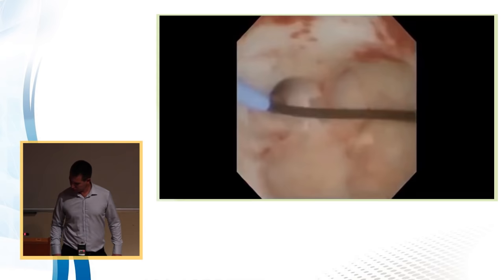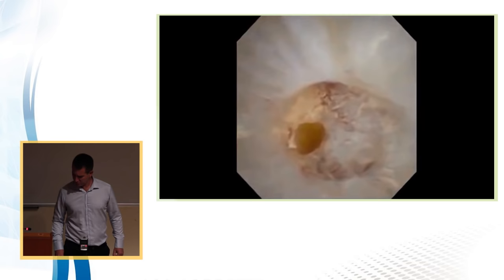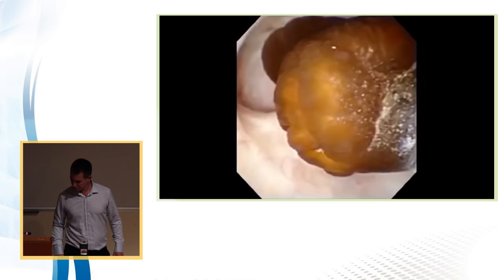So the first thing we do is we visually inspect the entire kidney to see what we need to treat. You can see that's a stone on a Randall's plaque below it, which we'll eventually laser. And so, yeah, there you go. That's going to be too big to display, so that's the treatment site here.